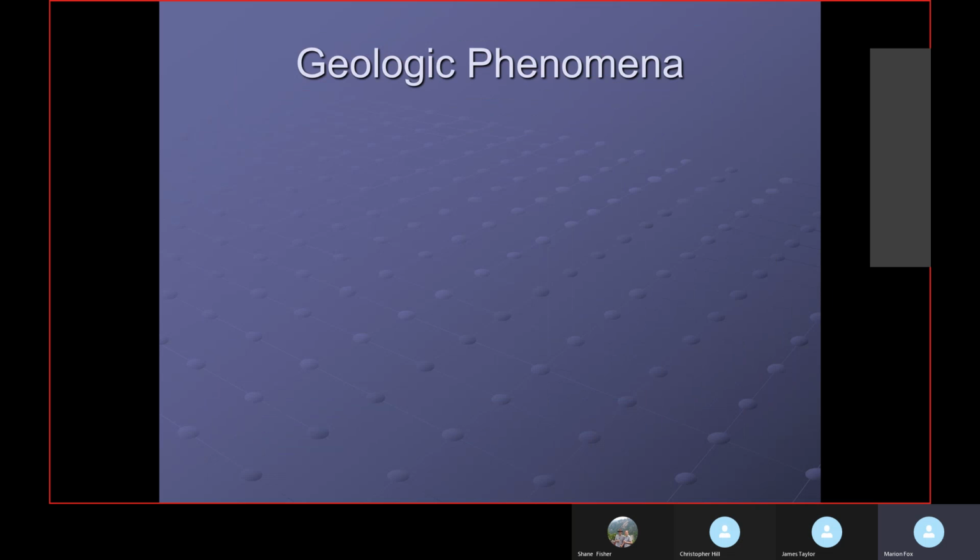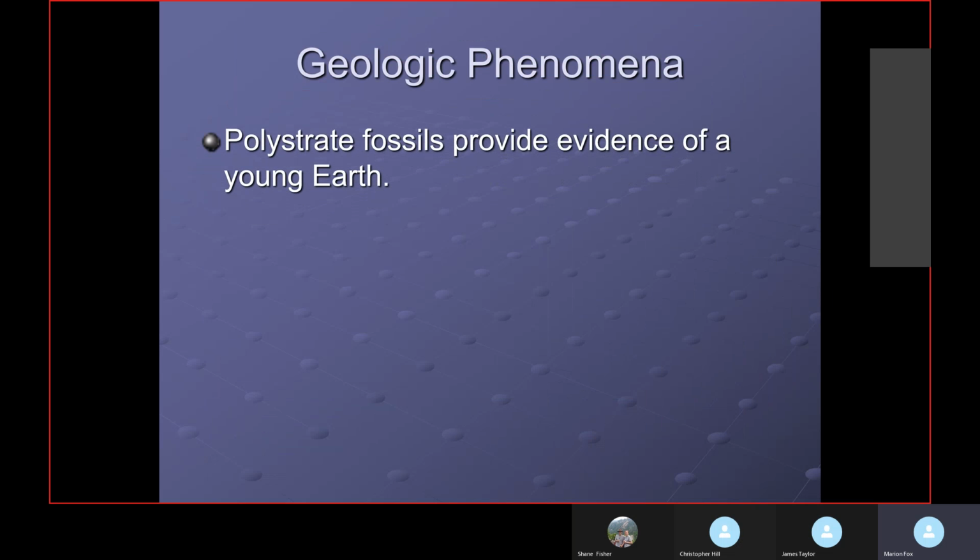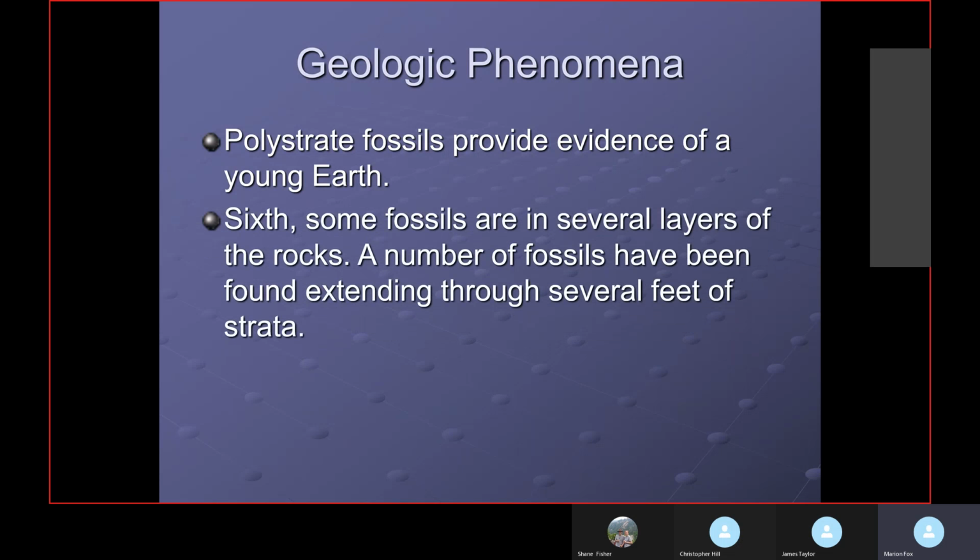Very interesting. Something else occurs. We have something else called polystrate fossils. Poly is from polus, the Greek word, and so it's in many strata. So the fossil occurs in many strata of rock. Some fossils are in several layers of the rocks. A number of fossils have been found extending through several feet of strata.